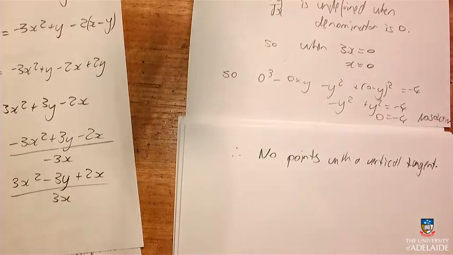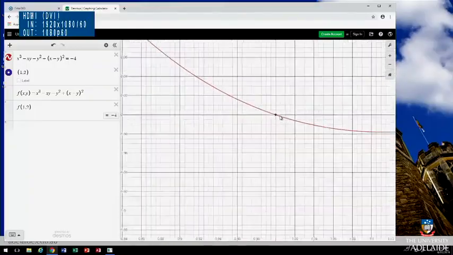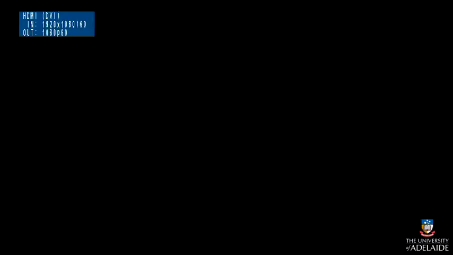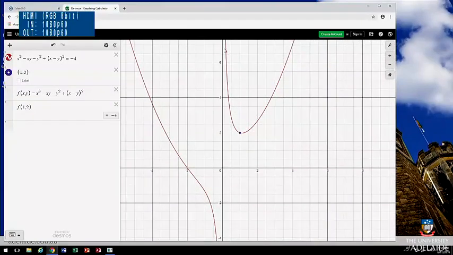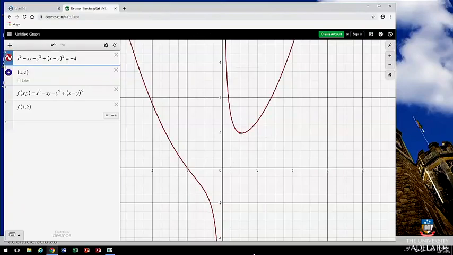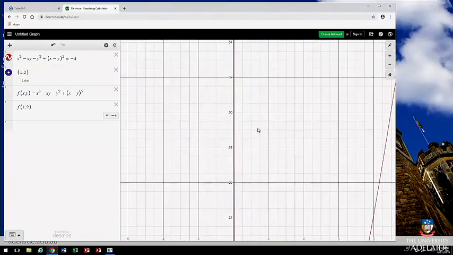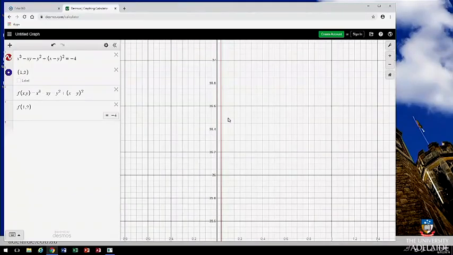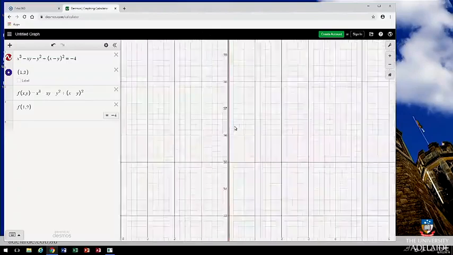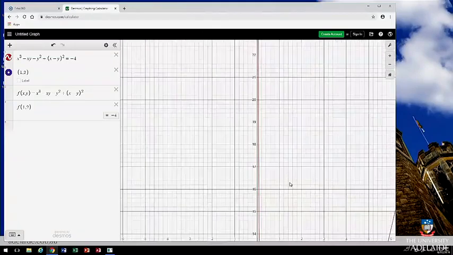And I just want to check it on my picture. x has to be 0 to get a vertical tangent. This graph does not meet the y-axis at all, which is where x is 0. So there are no vertical tangents. Not perfectly vertical. I mean, if I went up here, it's pretty close, but it's never quite vertical. Not quite. Yeah. Cool. I like this graph.